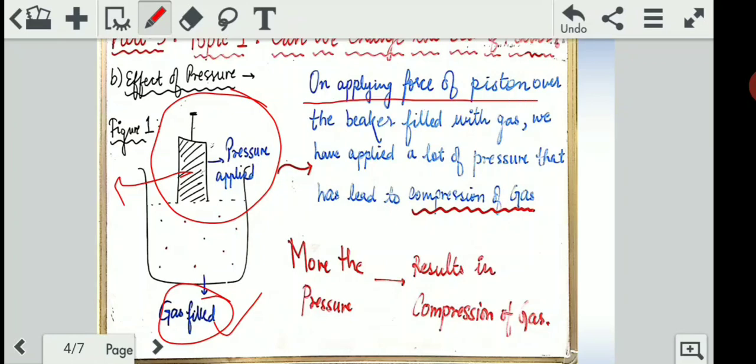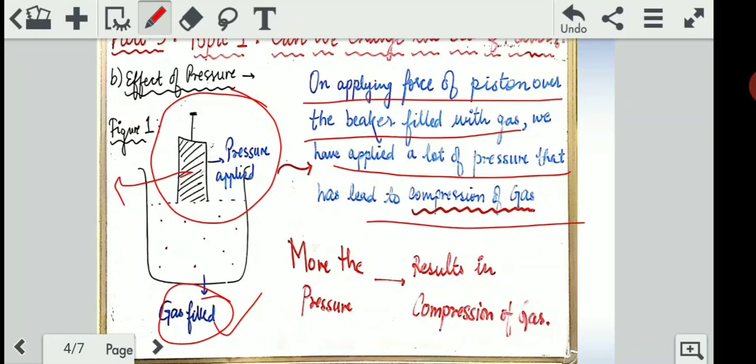So on applying the force of the piston over the beaker, when we apply force on that piston, when we press that piston, that beaker which is already filled with gas, we are applying the pressure of the piston on it, and what happens is that a lot of pressure is applied, leading to compression of the gas. It's a simple thing. Even if you take an example, any container that is empty, what does it have in it? It has air in it. Slowly you have started putting some pressure on it. So you will see that the thing starts to expand, right?